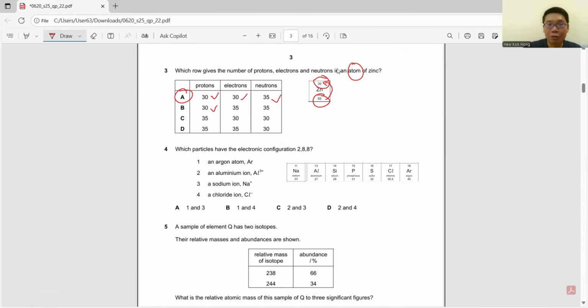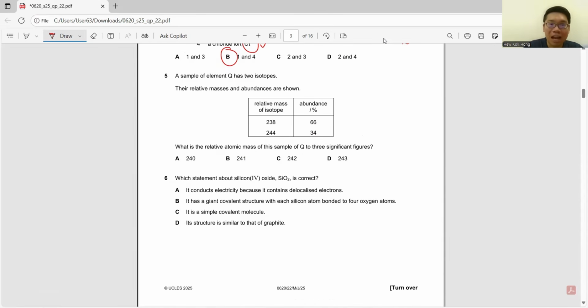Number 4. Which particle has the electronic configuration of 2.8.8? For sodium, it's 2.8.1, but when they remove one electron, it becomes 2.8. So not this answer. And then aluminium 3+ initially is 2.8.3. So remove 3 electrons to form 3+. So this is also not because it will become 2.8. Argon is 2.8.8, correct. Chloride ion is initially 2.8.7, but plus 1 electron to become 2.8.8. So 4 is also correct. So answer is B.